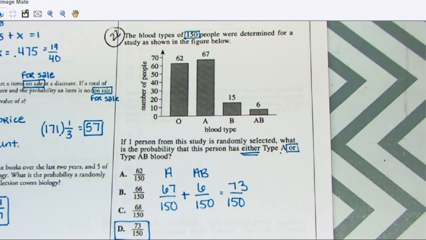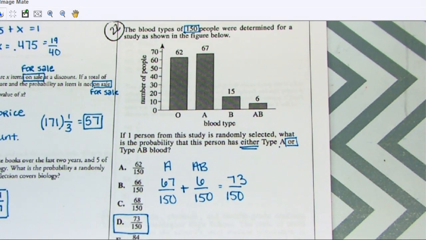Remember, when you're working with or probability, or non-overlapping, you add. If it's overlapping or combined probability, you multiply.